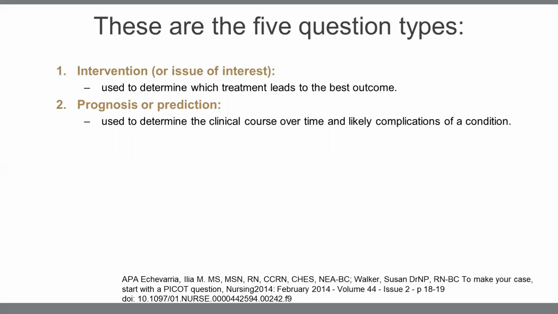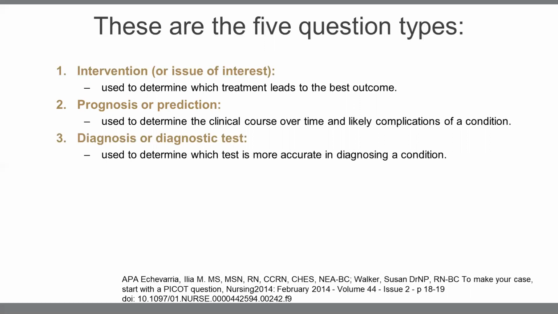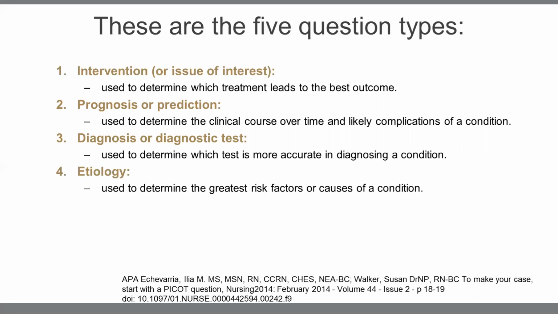So then it becomes a prognosis or prediction type. The third is diagnosis or diagnostic test. Many times in medical sciences or in health sciences, we have diagnostic research as well, where we are using 2 or 3 diagnostic tests to determine which test is more accurate in diagnosing or analyzing a situation or condition.